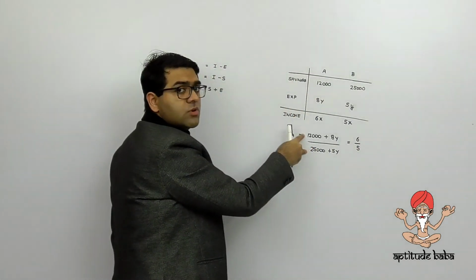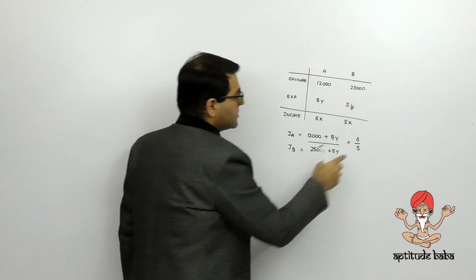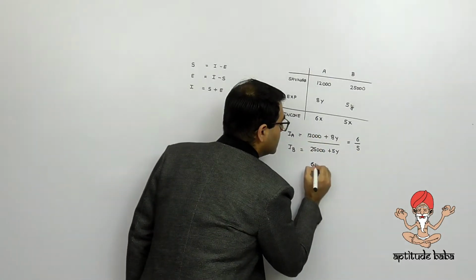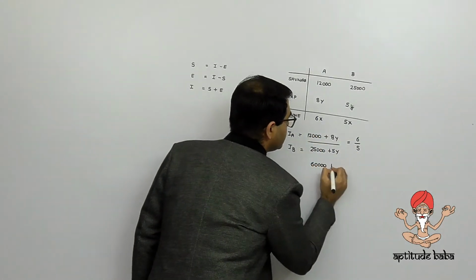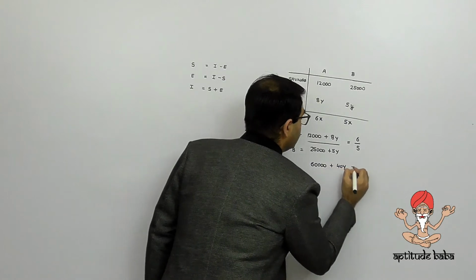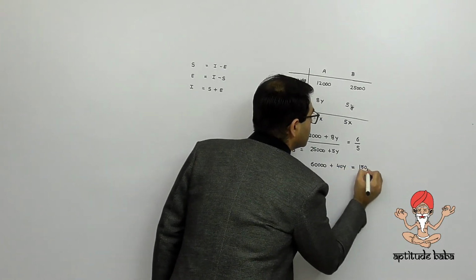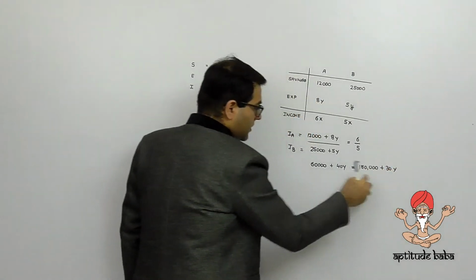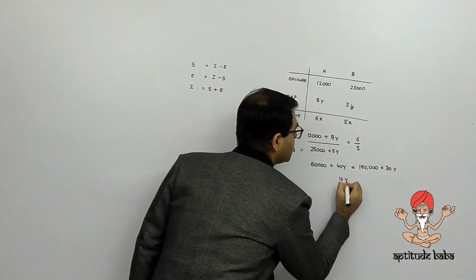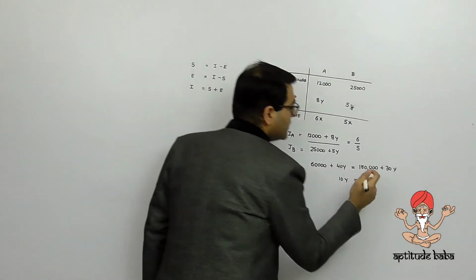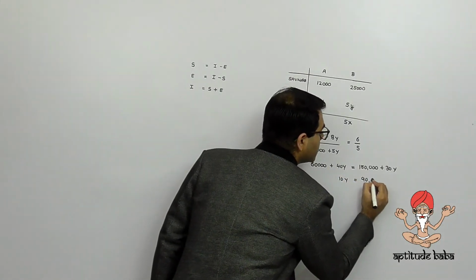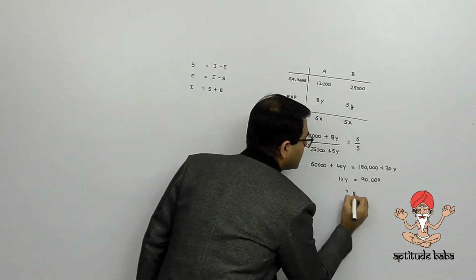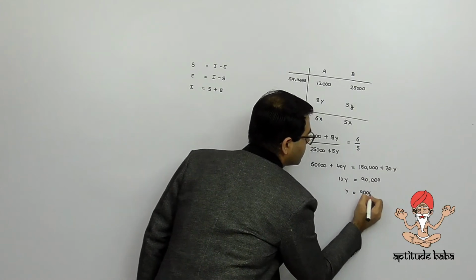इस एक्सप्रेशन को क्रॉस मल्टीप्लाई करके सिंप्लीफाई किया जा सकता है. So 5 12s are 60. So 60,000 plus 40y is equals to 1,50,000 plus 30y. Now 30y को इधर लाकर माइनस कर लेते हैं तो यहाँ पे मेरे पास 10y आ जाएगा. 60,000 को 1,50,000 में से माइनस करेंगे 90,000 रह जाएगा. So the value of y that we have ends up becoming 9,000.